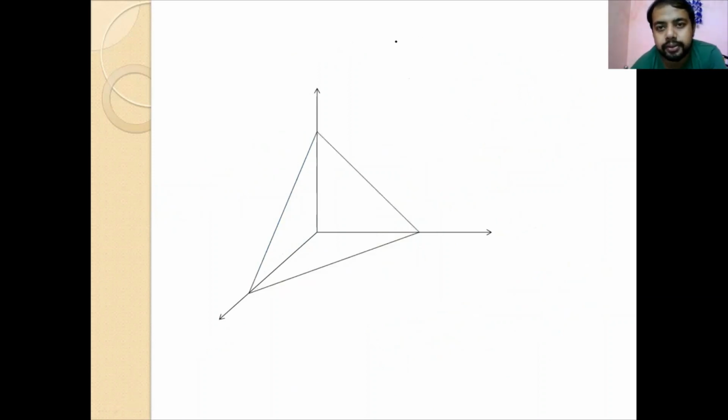So we're writing it here. Tau 11, tau 12, tau 13. These three components of the stress are acting over this area. About this area, these three components of stress are acting. Tau 21, tau 22, and tau 23. These three stresses are acting over this area.